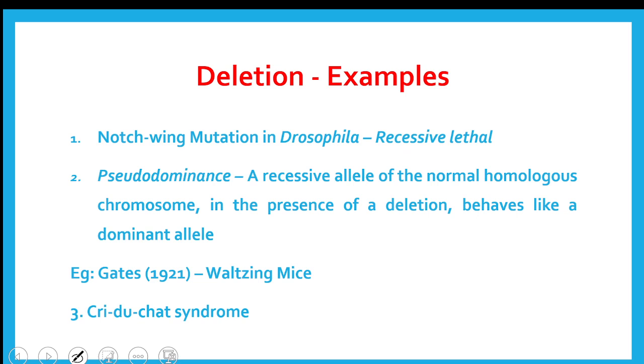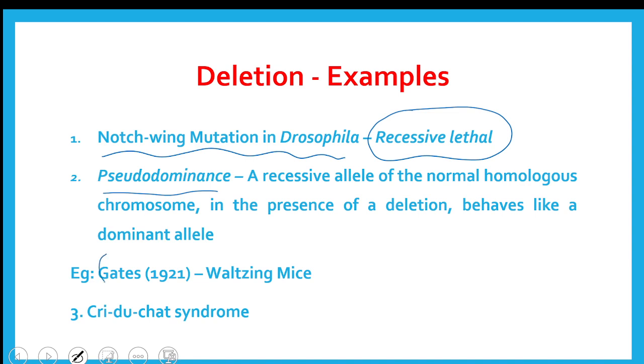And other examples, other than cri-du-chat syndrome, we see the notch-wing mutation in Drosophila, which is a recessive lethal gene occurring due to deletion. Another example is pseudodominance. Pseudodominance can be exemplified by waltzing mice, described for the first time by Gates in 1921.